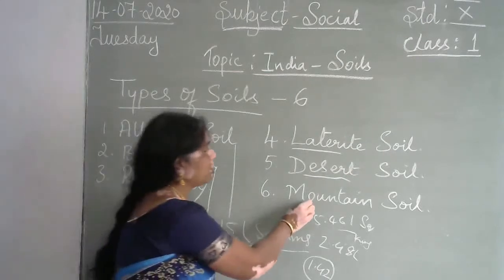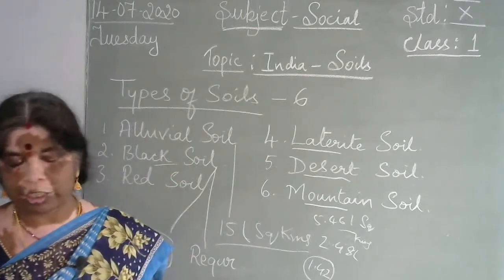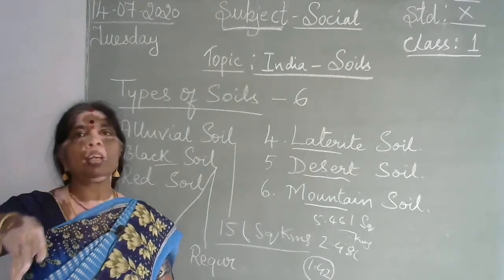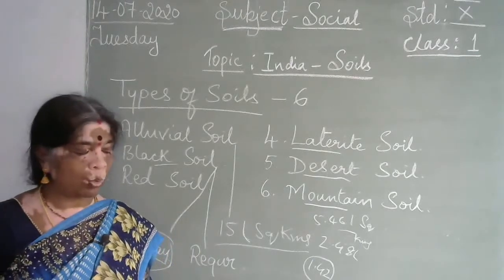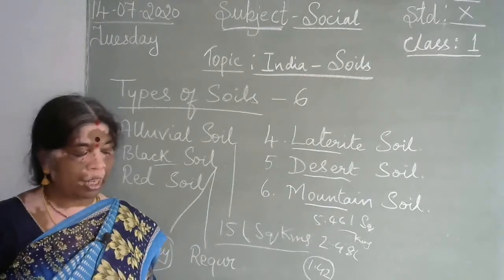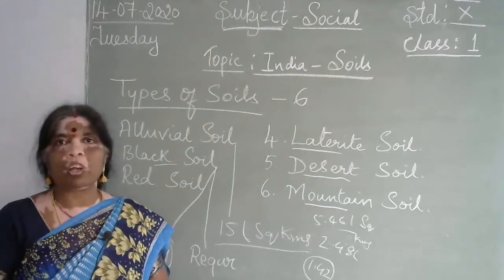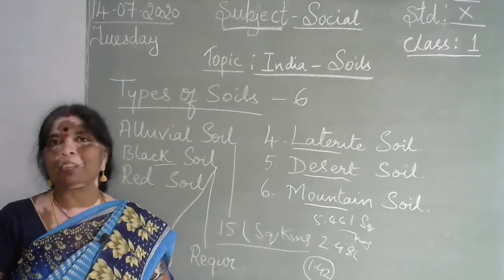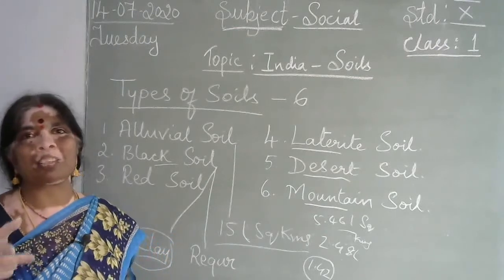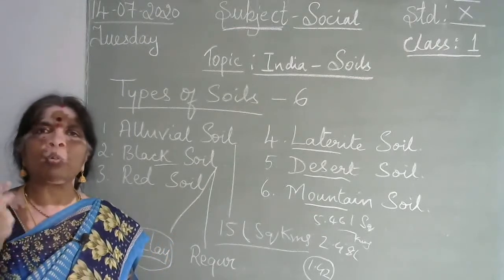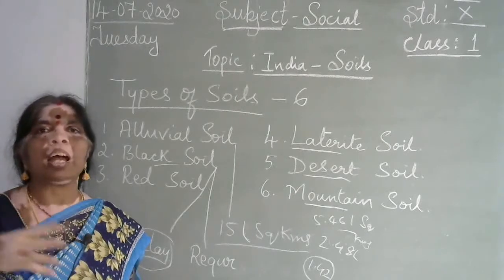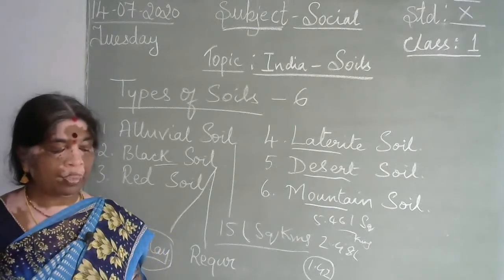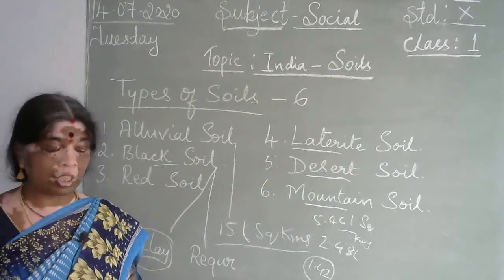Last is mountain soil. Mountain soils are found on the slopes of the mountains. So the slopes of the hill regions are covered with this soil, that is mountain soil. Why is this mountain soil found there? Because it is composed of the decomposition of organic matter, the dead substances, all the dead animals, everything. That decomposes and settles on the slopes of the mountain, and they are very rich in humus, and also very fertile.